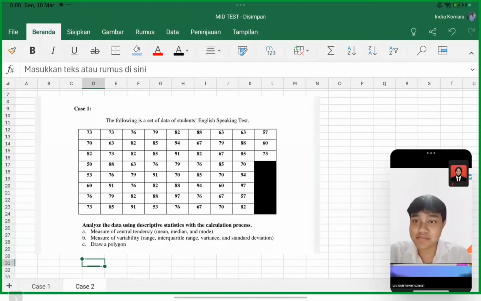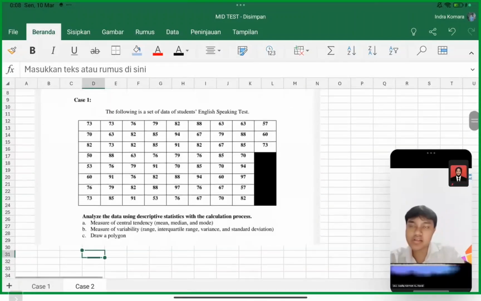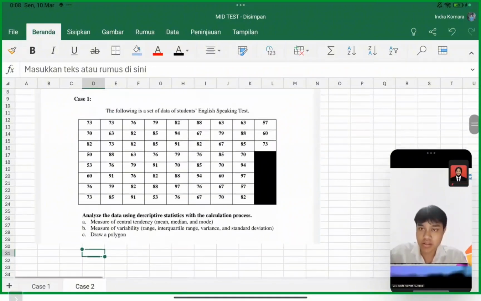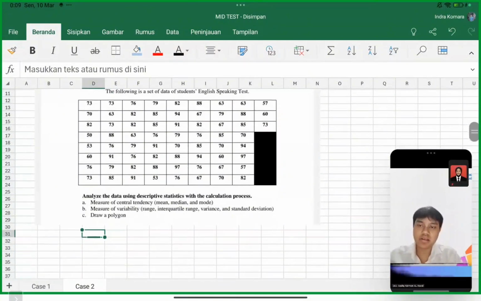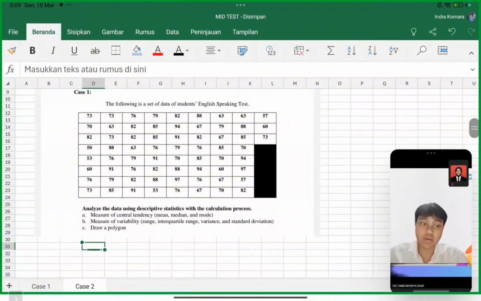Everyone. So my name is Taufik, and today I want to break some case here. It's about statistics, and this is the case. There is the following set of data of students' English speaking tests. So here's the data, and I should analyze the measures of central tendency: mean, median, mode, and measures of variability like range, quartile range, variance, and standard deviation. And also I should draw a polygon.